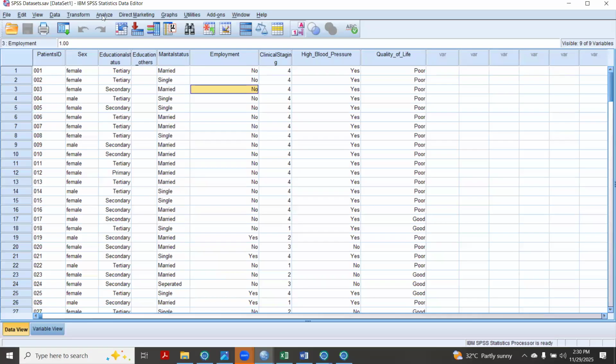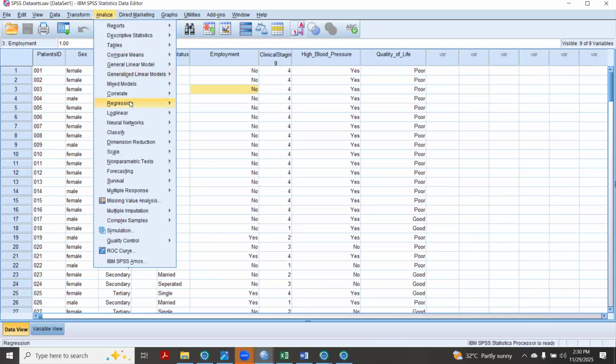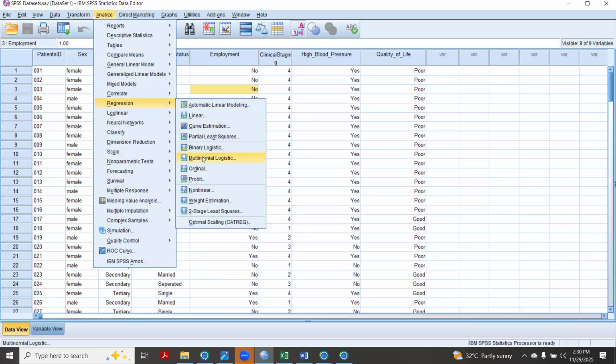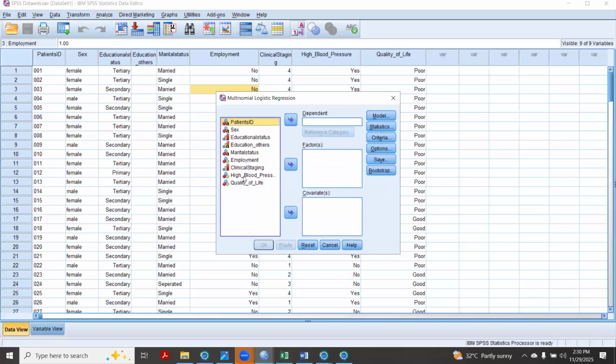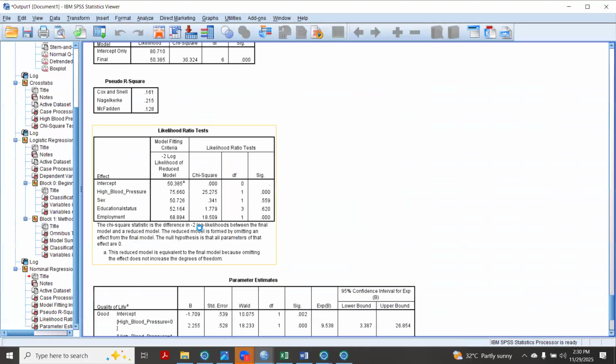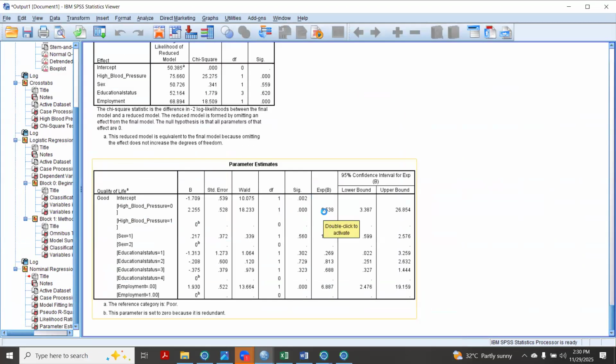So you now do your multiple logistic regression. You go to analyze, regression, but this time you go to multinomial. Your dependent will still be the quality of life, but apart from high blood pressure, you can also put gender, maybe educational status, and maybe their employment, to see whether it's still going to be significant. Once you do that, you just say okay, and you look at your high blood pressure again. It is still significant.